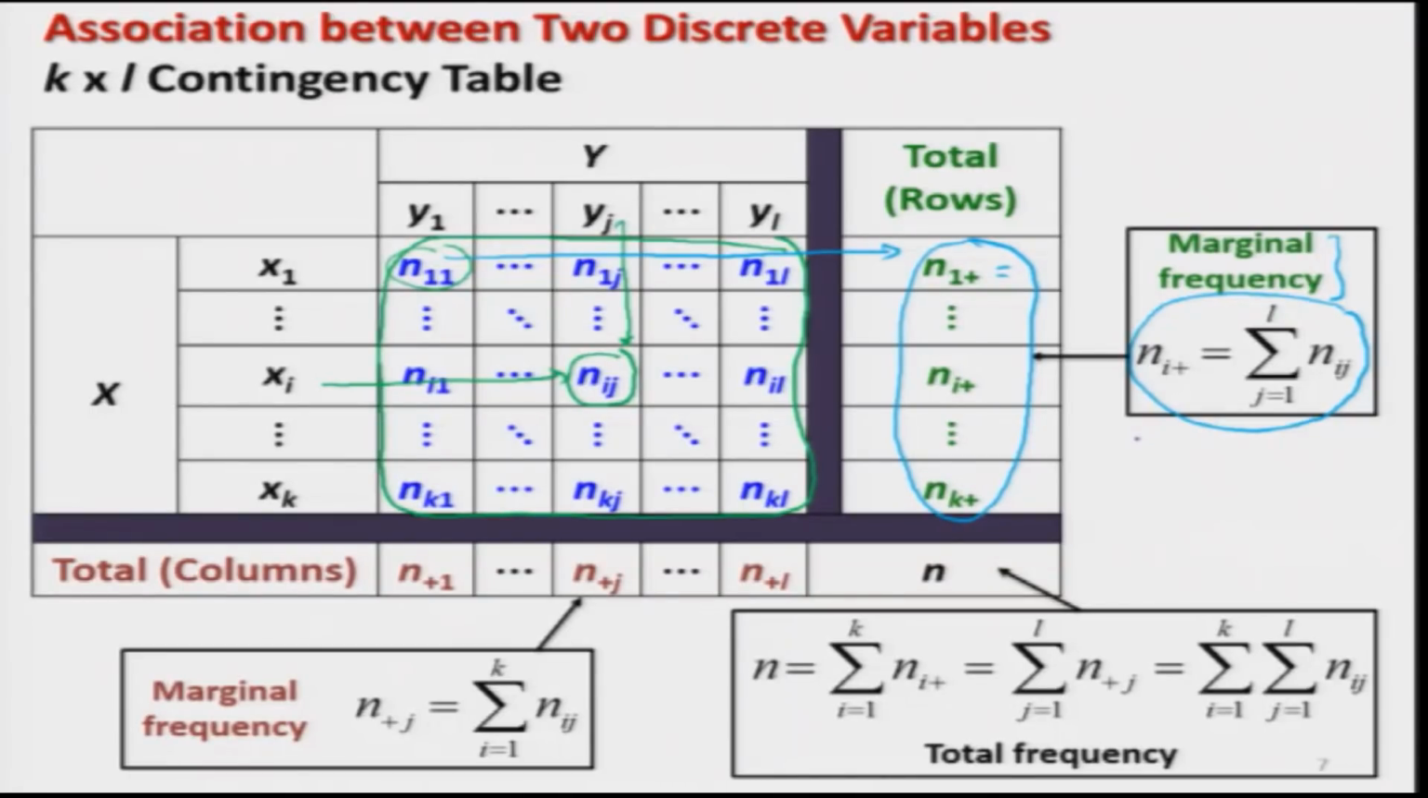Now, we do the same operation on the columns. Suppose I take the frequencies in the first column and add them here. So, this will be n11 plus n21 up to nL1, in general Nkl. This sum is going to be denoted here as, say, n plus 1.